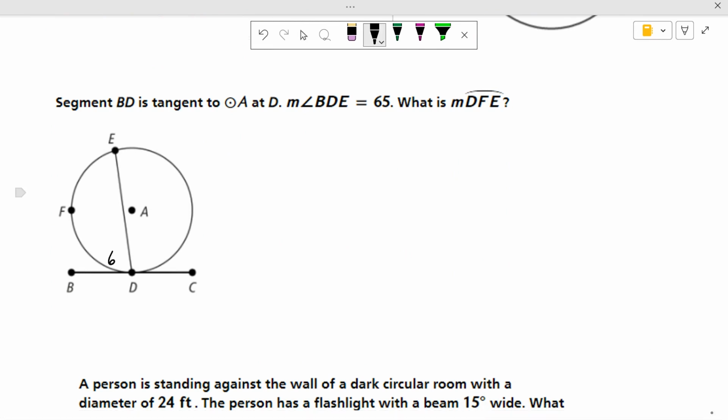Okay? So BD is tangent to the circle. BDE is 65 degrees right here. How big is this arc over here? How big is the arc DFE? What's 65 times 2? 130 degrees. The arc is twice the angle. The angle is half the arc.